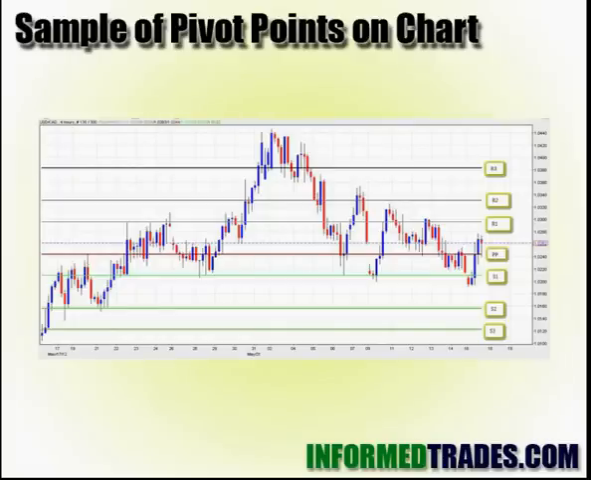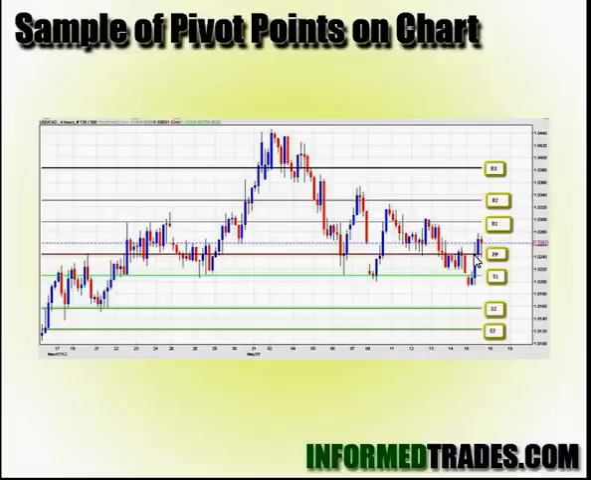It's easiest if you can see the example. Looking at the screen now, this red line right here is the pivot point. Then you have resistance 1, resistance 2, resistance 3, support 1, support 2, support 3. So once you calculate the pivot point based on the high, low, and the close of the previous candle, you can then use that pivot point to determine 3 resistance levels and 3 support levels.